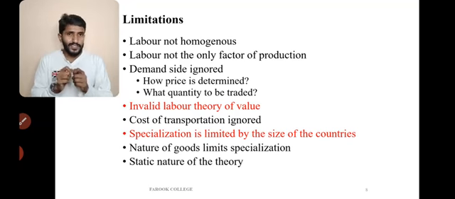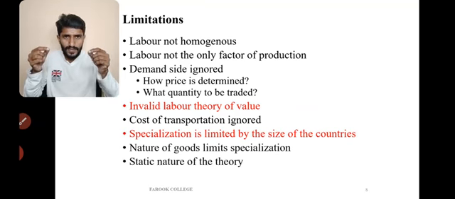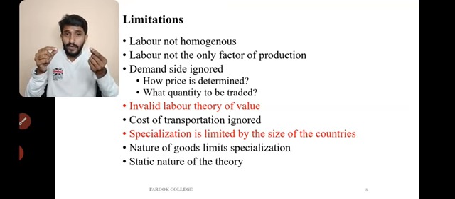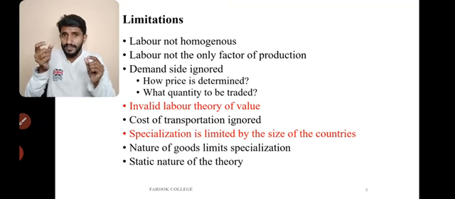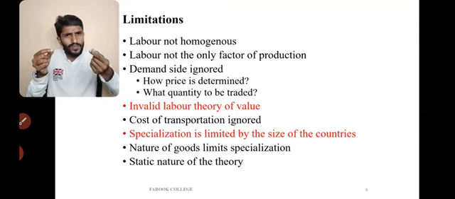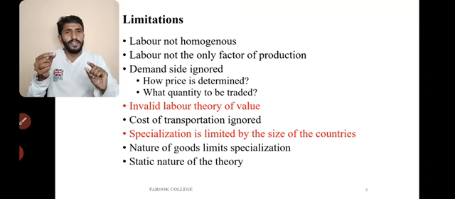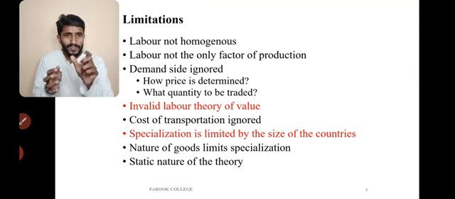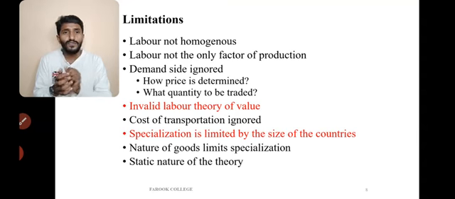Then specialization. As far as the theory is concerned, one country has a comparative advantage in producing cloth, and one country has a comparative advantage in producing wheat. The theory says that they should specialize in the production of that commodity and export it. They should not produce two goods. They should produce only one good and export it and import the other goods. But it may not be possible, because specialization is limited by the size of the countries.